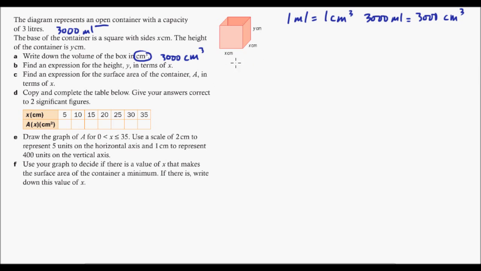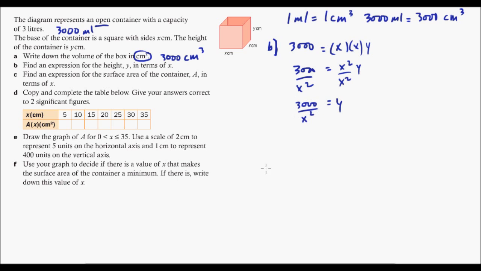Okay, well, for part B here, the volume is 3,000, which equals length times width times height, so x times x times y. So 3,000 equals x squared times y, and I'm going to divide by x squared. So y equals 3,000 over x squared. This is kind of like a calculus problem where they have you change everything up real quick. So that's the answer to part B here.